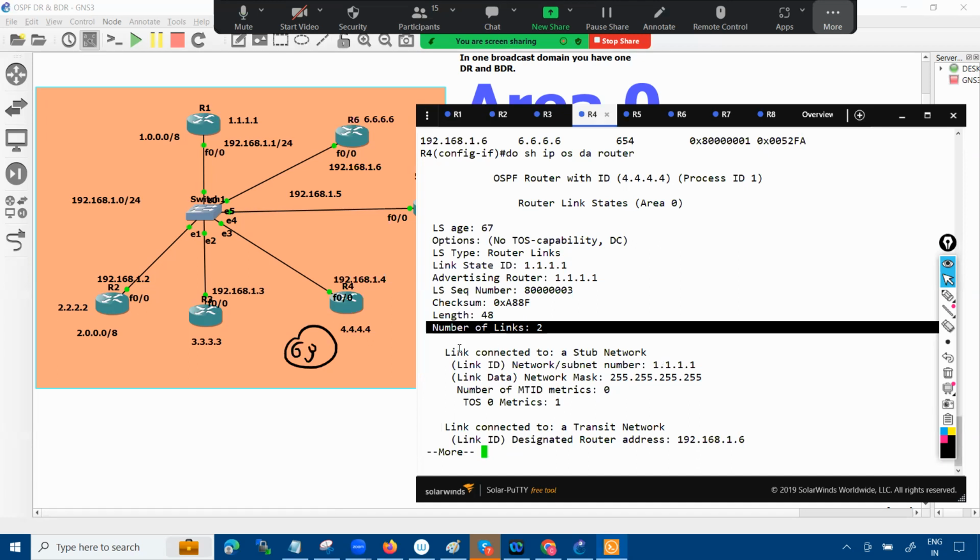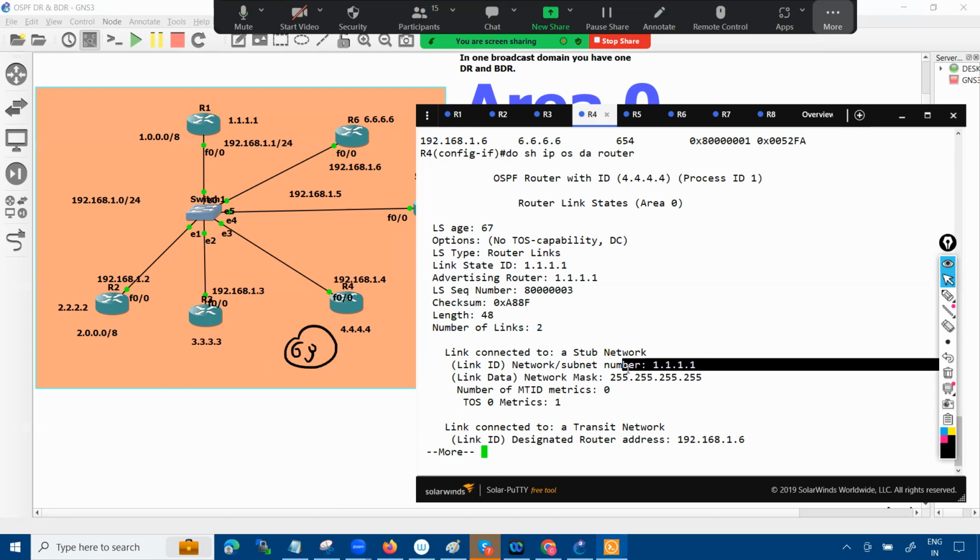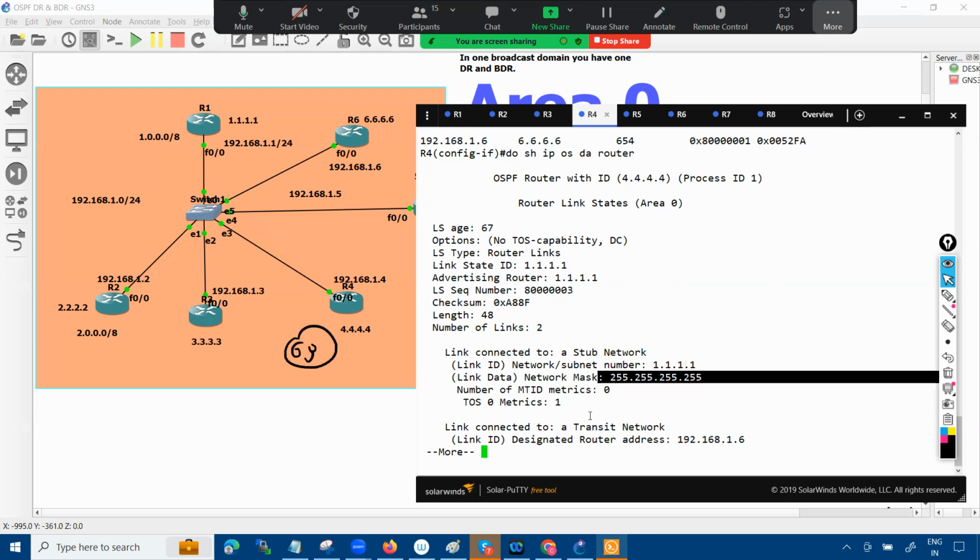He has 2 links. One link is a stub network. If you see, it's a /8 network. How is OSPF advertising it? As a /32. That's the beauty part of the OSPF protocol. Save the memory and save the CPU. Save lots of IP addresses.